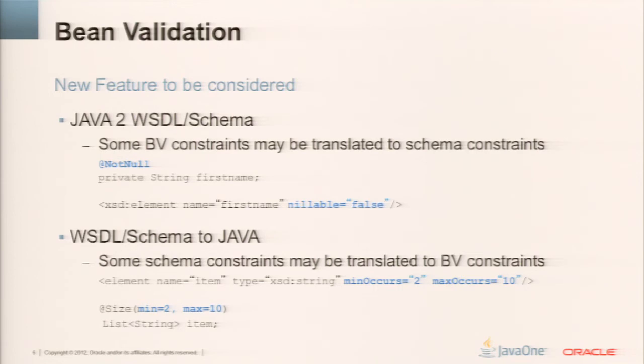And also the other way around, there are several particles or constraints in the schema which can be preserved during schema compilation in your code. For example, when you want to specify multi-occurrence of some elements, this can be represented by the size annotation. That's the main idea behind bean validation, and it supports JAX-B and JAX-WS.